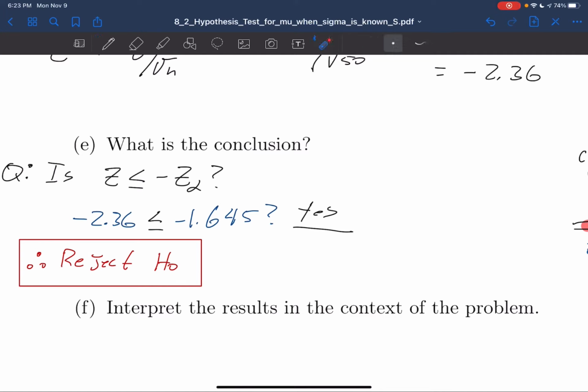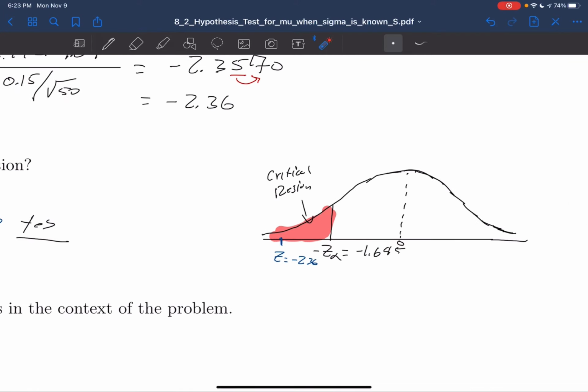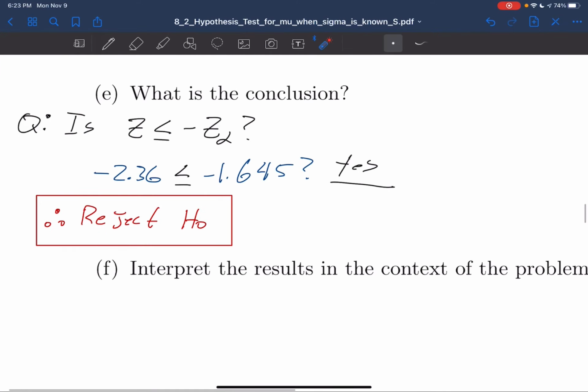And again, because our test statistic z is less than or equal to our critical value, we just did a quick check. So this is true. Another way you can think about it is that our test statistic is within our critical region. So thus, we reject our null hypothesis. Great.